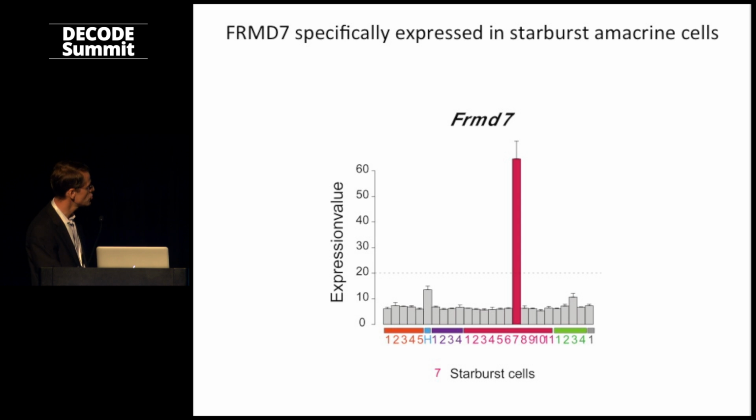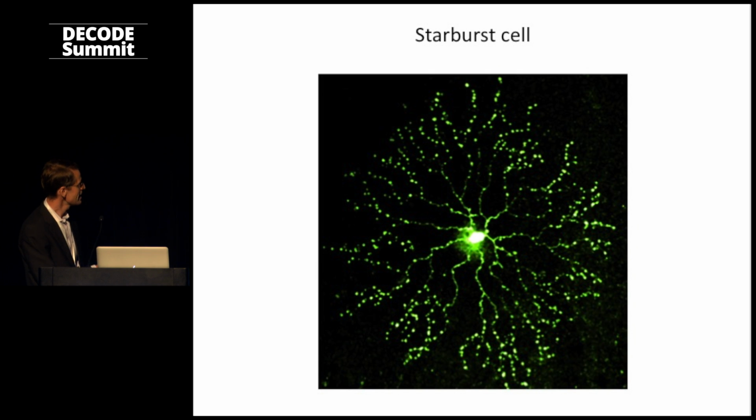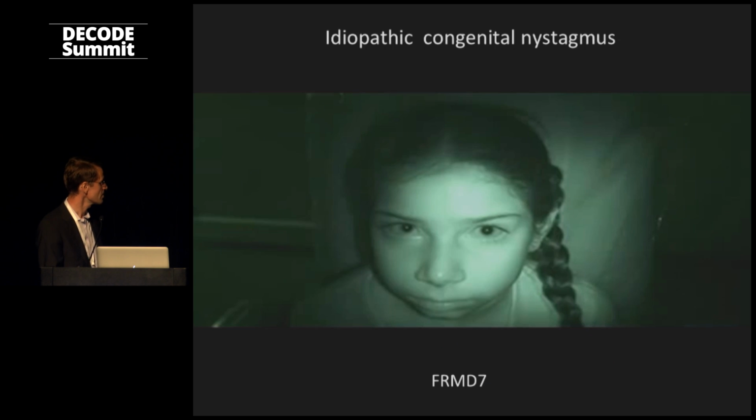I'd like to show you this gene, FRMD7, that is very specifically expressed in a single type of inhibitory neuron, this number 7, that we confirmed by in situ hybridization both in human and in mouse retinas. And if you look at the cell it hits, it is a very famous cell. It's called the starburst amacrine cell. This is one out of, let's say, 50 inhibitory neuronal types in your eye and the mouse eye, about 0.3% of the retinal cells.